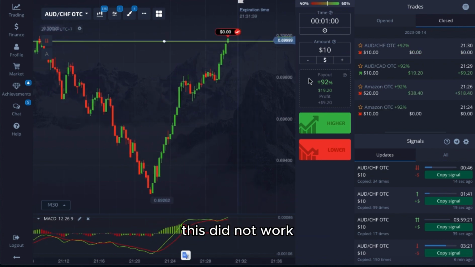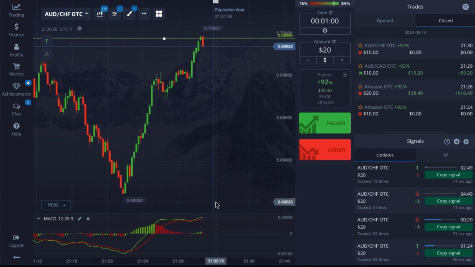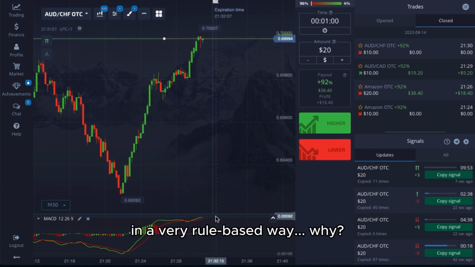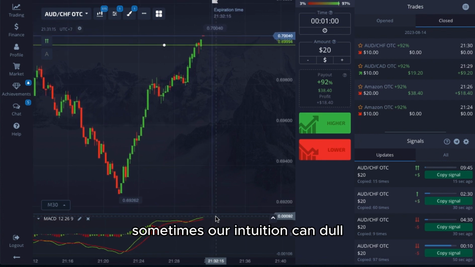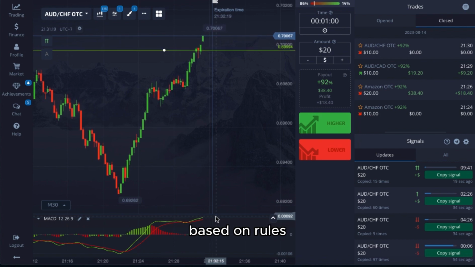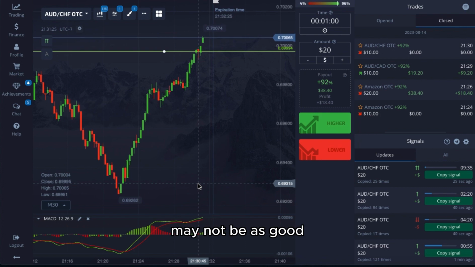This did not work, and we'll wait for the next. So let's wait for the next cross down, set it up, should be soon. So if you haven't realized, you notice that I like to do the trading in a very rule-based way. Why? Because if we leave it to ourselves and our so-called intuition, sometimes our intuition can dull or get blurred sometimes. But if it's based on rules, it's easy to repeat. The goods may not be as good, but the bads won't be as bad, and it can get a generally good performance, if you get what I'm saying.